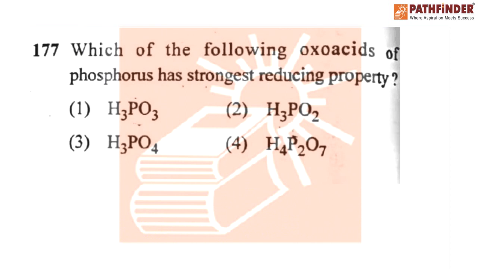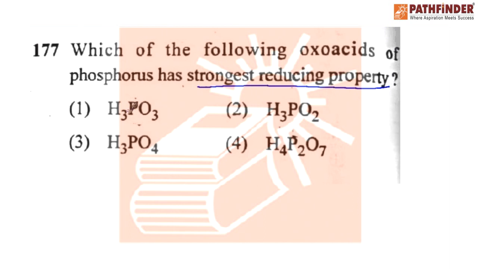Which of the following oxy acids of phosphorus has strongest reducing property? What do you mean by strongest reducing property? That means that it itself gets oxidized, right? So which one can itself get oxidized? Obviously, the one which has the lower oxidation state.